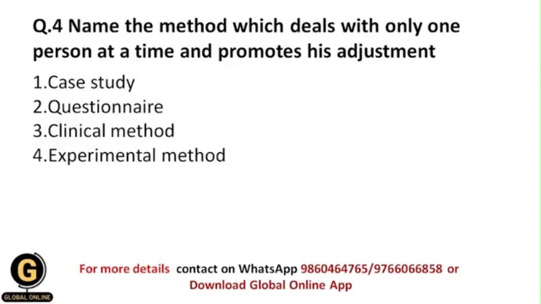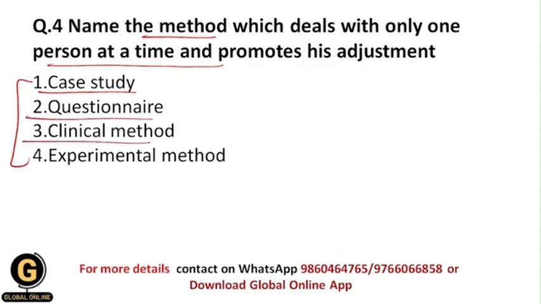Okay, next is name the method which deals with only one person at a time and promotes his adjustment. So from these methods, which is the method which deals with only one person at a single time, and also promotes his adjustment? So whether it is case study, questionnaire, clinical method or experimental method. So obviously students, now all of you understood that your correct answer over here should be case study.